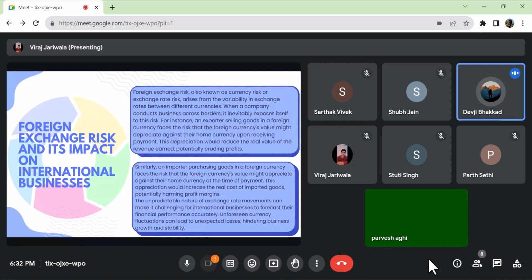Similarly, an importer purchasing goods in foreign currency faces the risk that the foreign currency's value might appreciate against their home currency at the time of payment. This appreciation would increase the real cost of the imported goods, potentially harming profit margins. The unpredictable nature of exchange rate movements can make it challenging for international businesses to forecast their financial performance accurately. Unforeseen currency fluctuations can lead to unexpected losses, hindering businesses' growth and stability. Next slide, please.